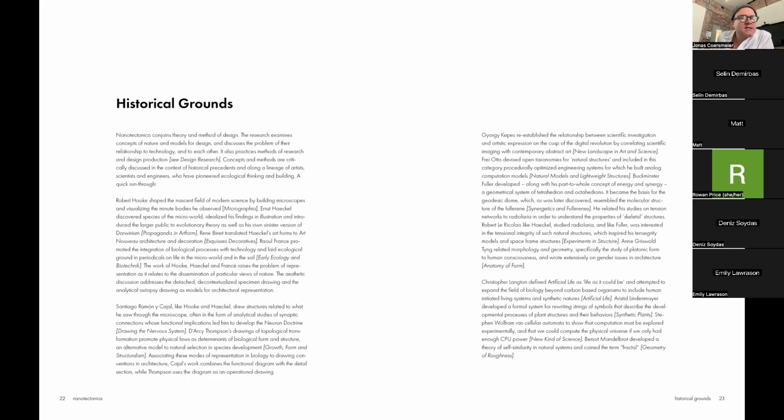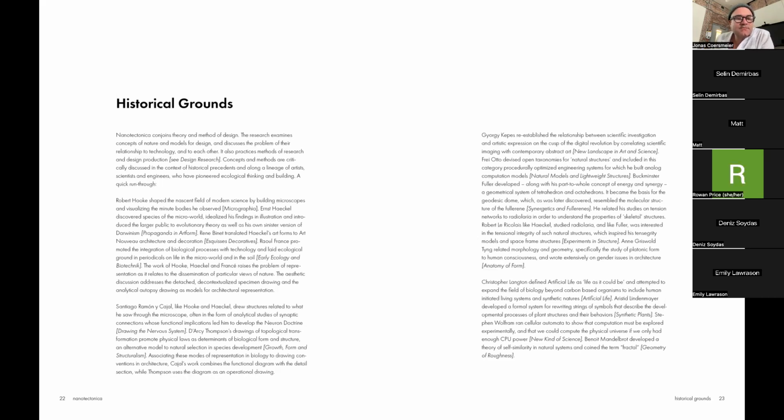I go on. Santiago Ramón y Cajal, like Hooke and Haeckel, drew structures related to what he saw through the microscope, often in the form of analytical studies of synaptic connection, whose functional implications led him to develop the neuron doctrine, drawing the nervous system. So this is a little bit of an outlier in that this is somebody coming not exactly from the field of engineering, philosophy, or art or science, but specifically medical field, then nascent field of neuroscience. Ramón y Cajal is also considered the father of modern neuroscience.